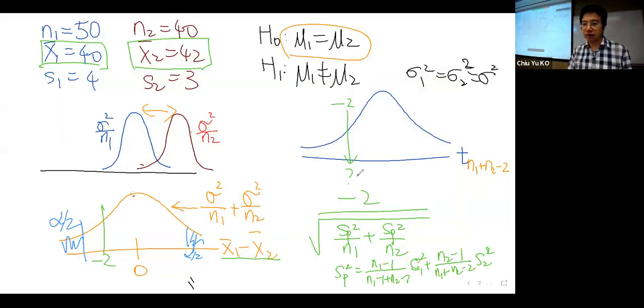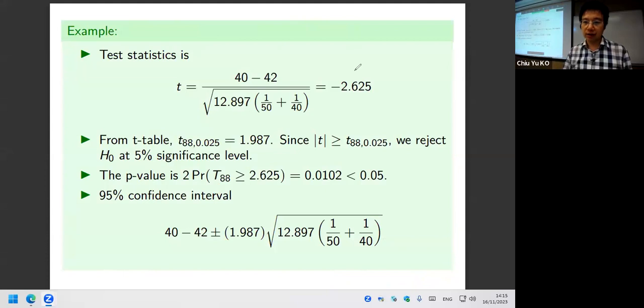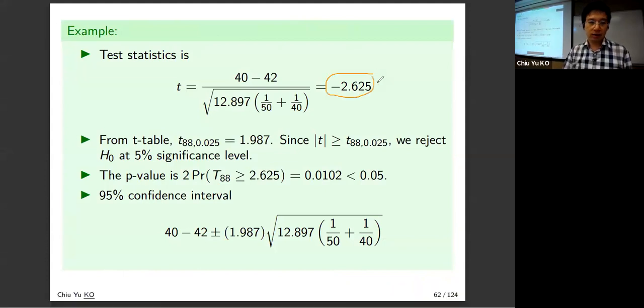Simply, this negative 2 here converts to negative 2.625. We want to see this area, multiply by 2, and then this is the p-value. Either use the critical value or the p-value we find. Let me show you the final calculation, because there's nothing new here. This number here, let me just draw the diagram again.